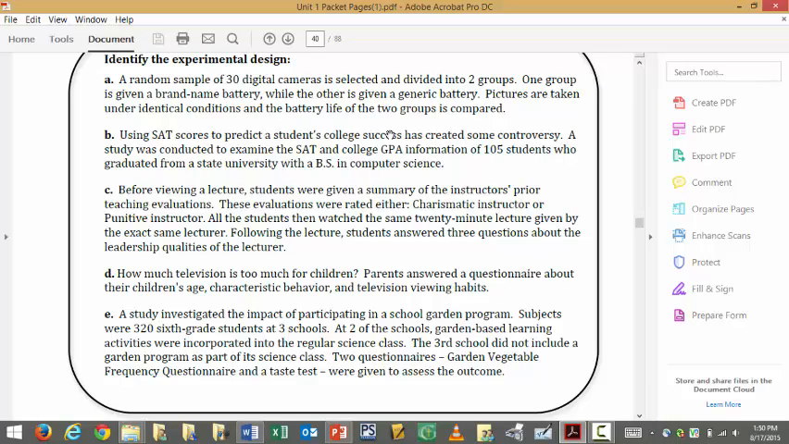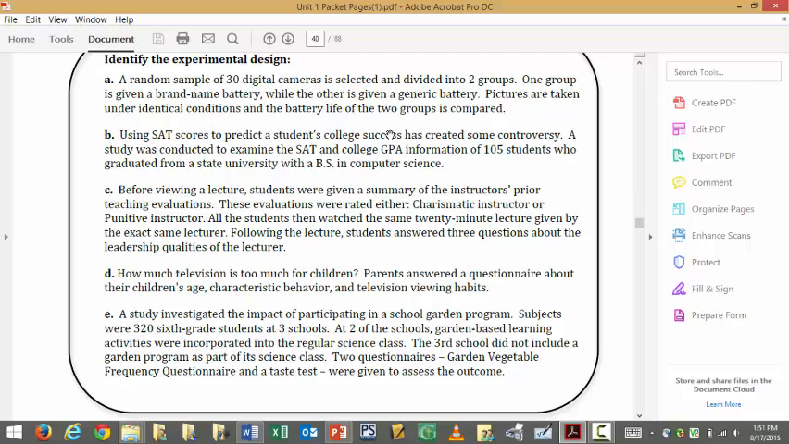And then for Part E, a study investigated the impact of participating in a school garden program. They had 326 grade students at 3 schools. 2 of the schools used garden-based learning activities, and the third school did not include a garden program. Then a garden vegetable questionnaire and a taste test were given to assess the outcome. Again, here's the term questionnaire, which makes me lean toward a survey. It's kind of a buzzword, if you will, for survey.